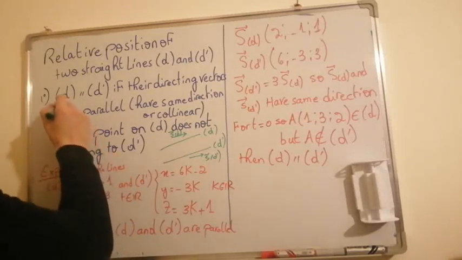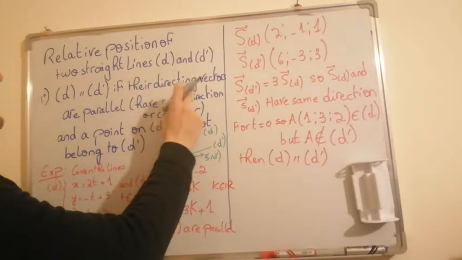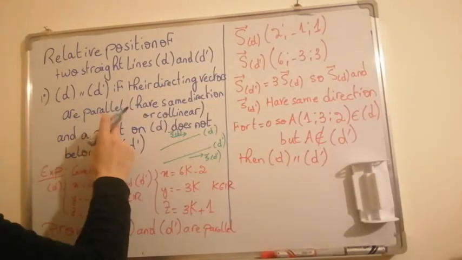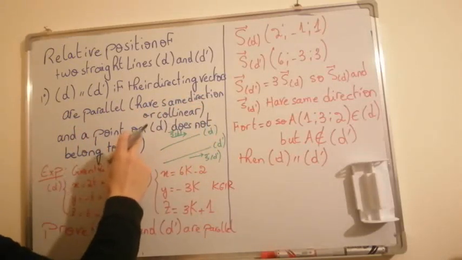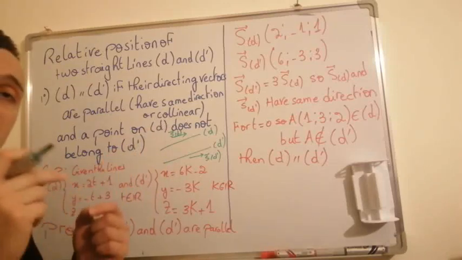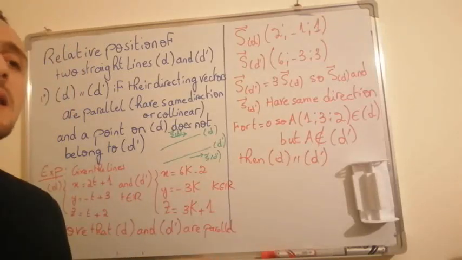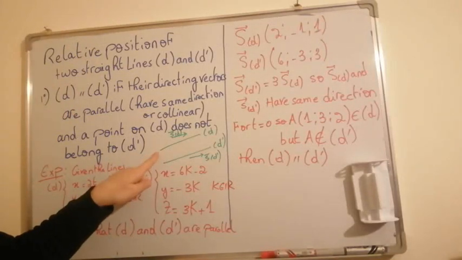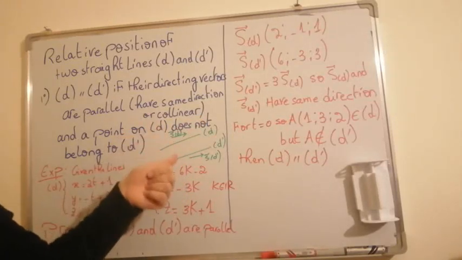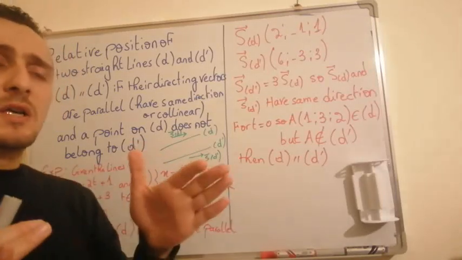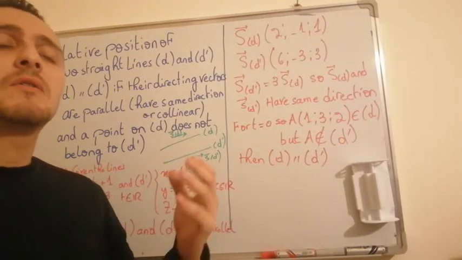First case: the two straight lines D and D prime are parallel if their direction vectors are parallel, I mean they have the same direction or are collinear, and we take a point on the first line. If this point doesn't belong to the second line, then these two lines are parallel. But if a point on the line D belongs to the second line, with the two direction vectors parallel or collinear, then these two lines coincide or are confounded.